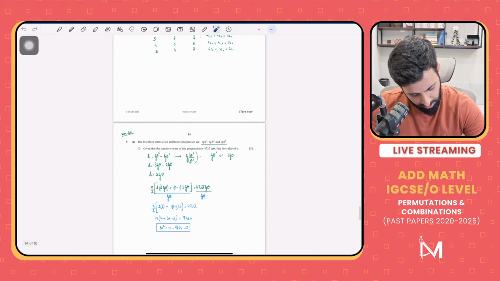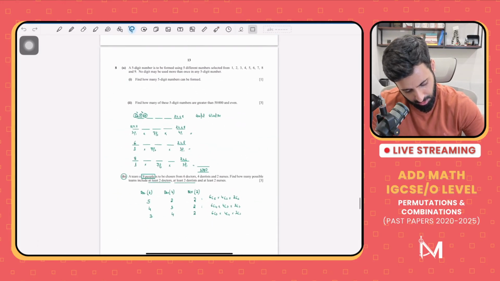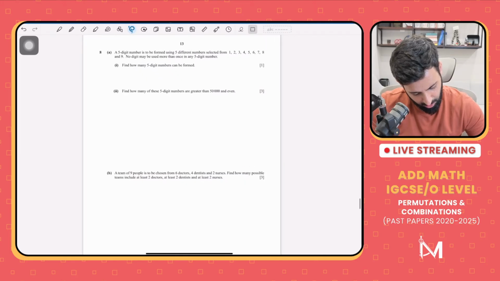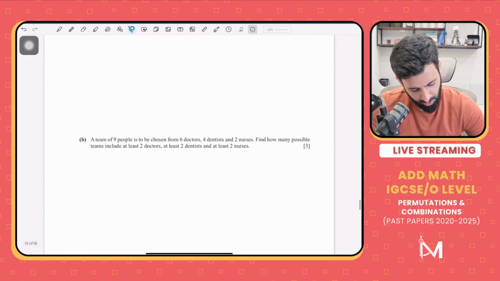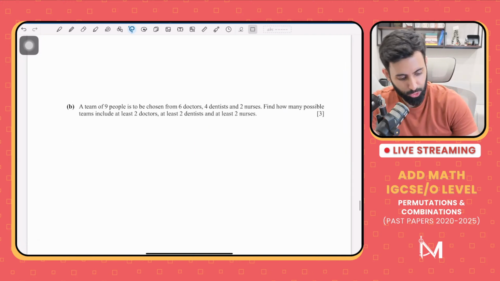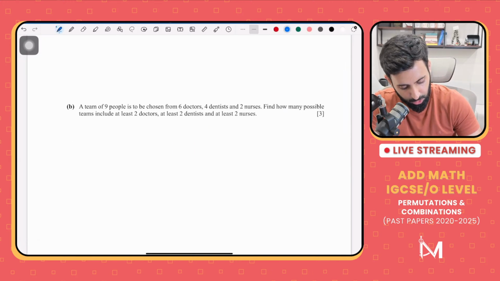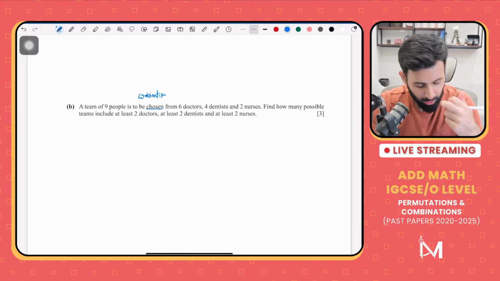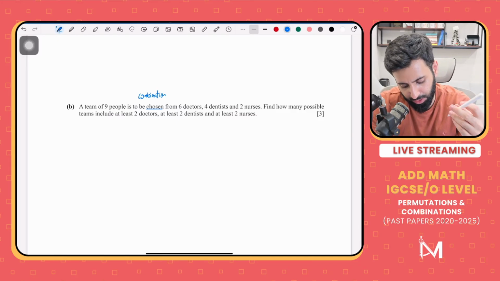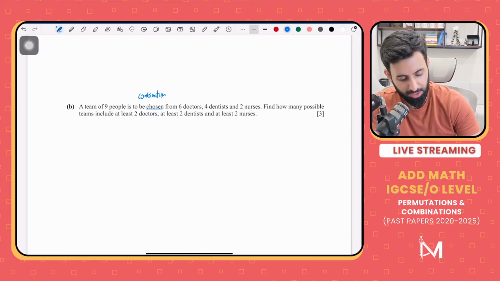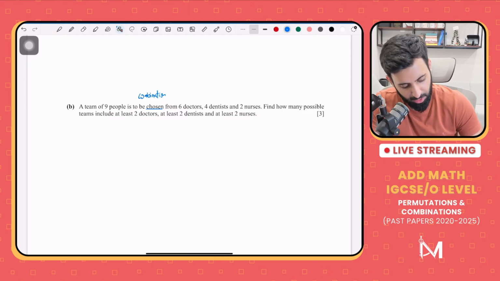Now let's have a look at this. I'm not going to solve this number type question, that's fairly easy. Let's do this. A team of 9 people is to be chosen. Chosen means we're dealing with combination. Find how many possible teams include at least 2 doctors, at least 2 dentists, and at least 2 nurses. It's a 3-mark question, which means there are probably multiple variations that we have to consider.